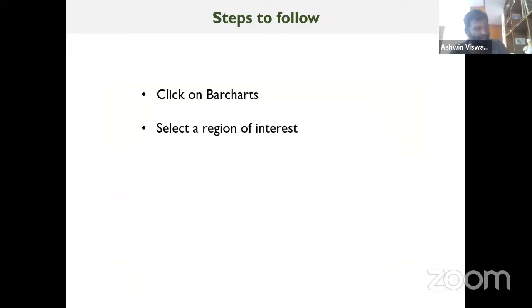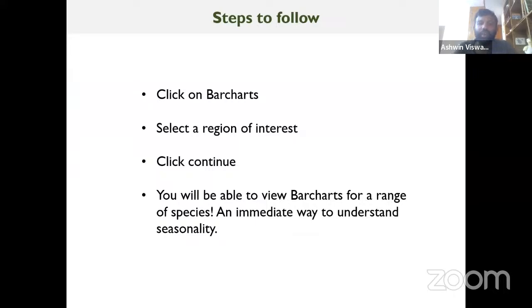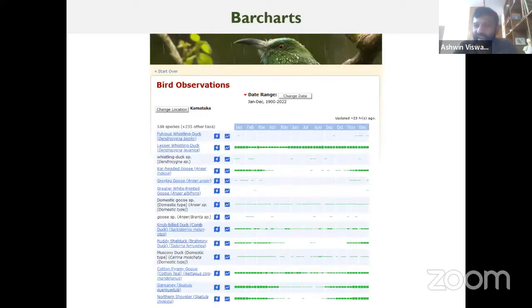You've selected a region of interest. Click continue. Now you'll be able to view bar charts for a range of species. Are you able to do that? Have you got that view of multiple species and bar charts for all of those species? Anybody finding any difficulty here? Okay, great. This is what it'll look like.